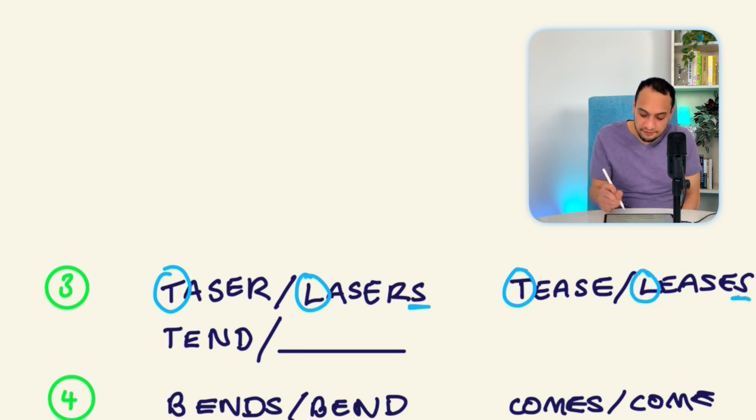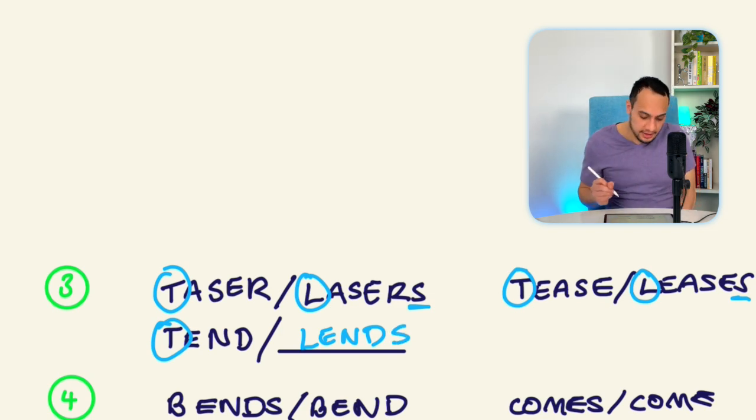So again, we've had a T change, so the front T changes into an L and then an S being added. So following the same pattern, this T will turn into an L. So it will be lend, but then an S will also be added to the end, like that. So we get tend, lends.